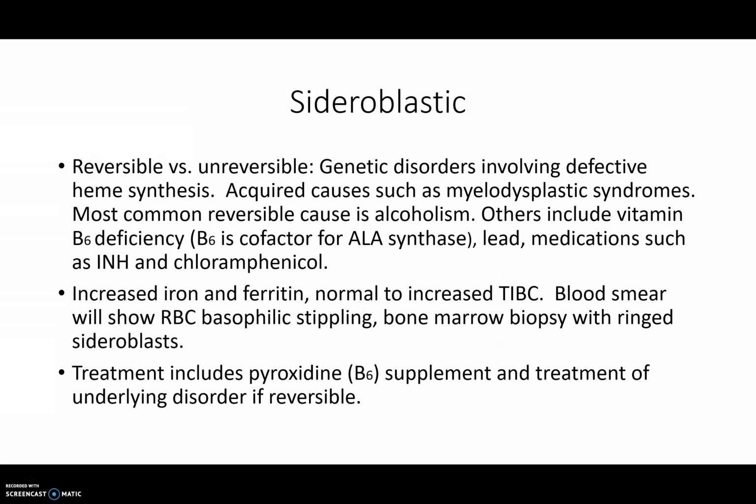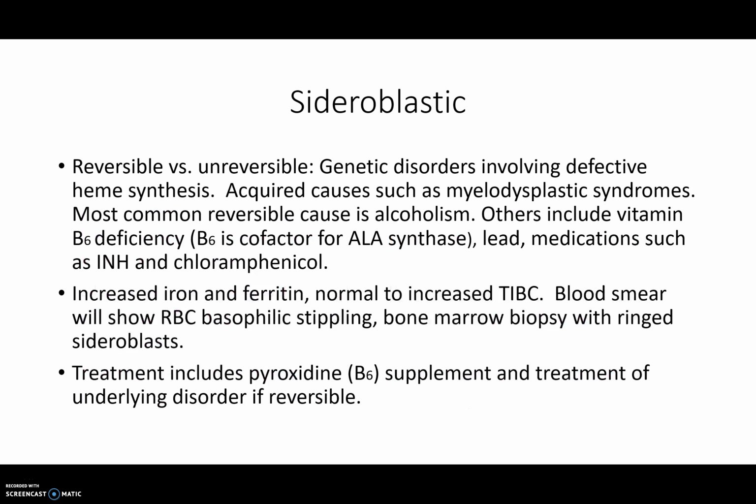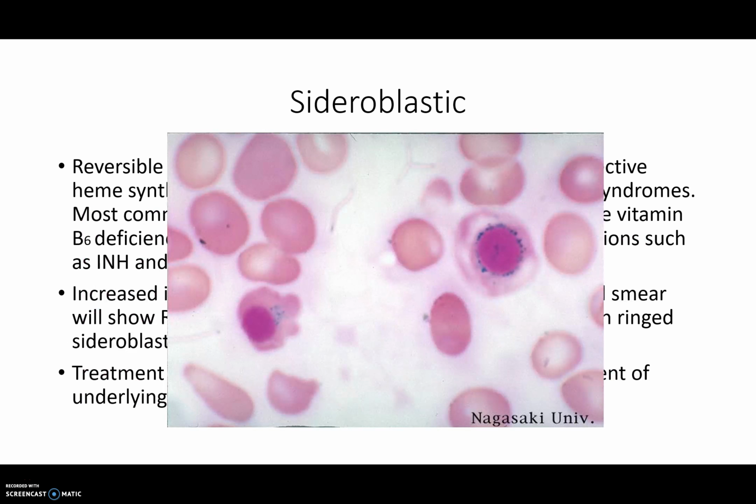For sideroblasts, we'll just be really brief with this. There are reversible and irreversible causes. You can read those here. With this one, you're going to see increased iron and ferritin, but a normal TIBC. And the buzzword for this one is the basophilic stippling, which looks like this here. And then on bone marrow biopsy, if you do get one, you can see ring sideroblasts.